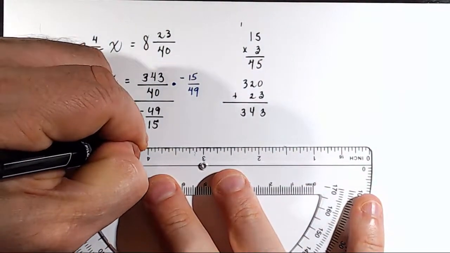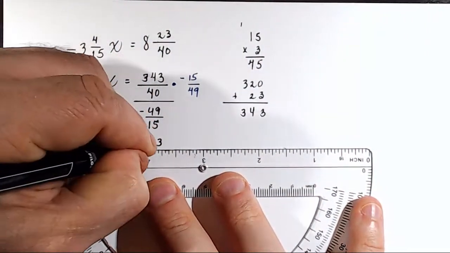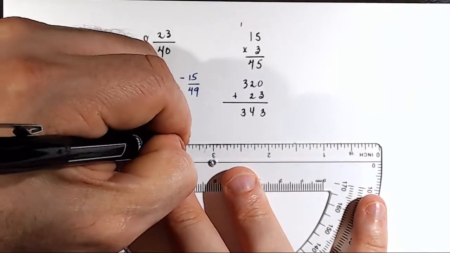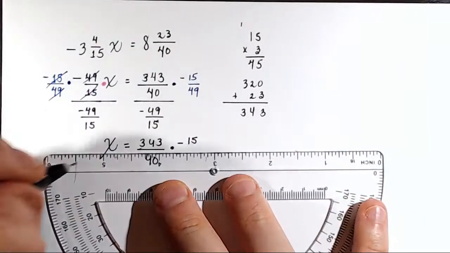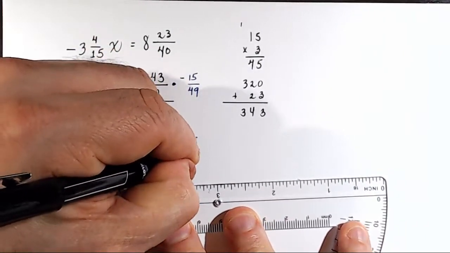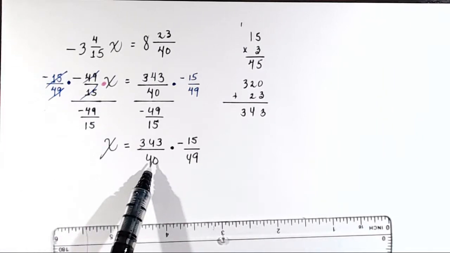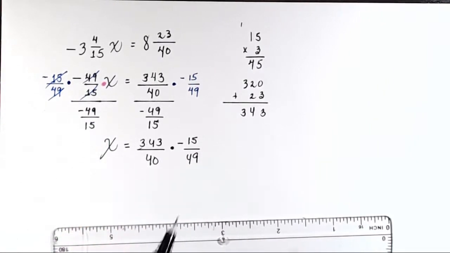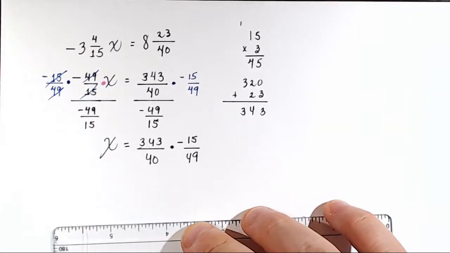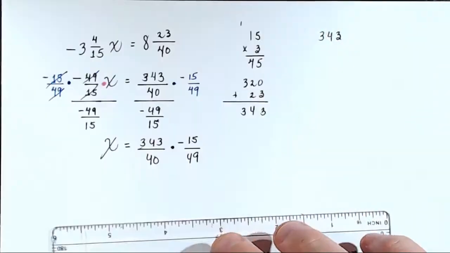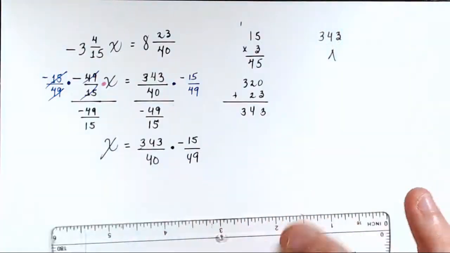We have got to multiply 343 over 40 by negative 15 over 49. But I want us to stop and pause and think about what we could do. What we could do is we could simplify this a lot, right? And let's make sure about just what we can do. First, we need to factor 343. Now, let's do that slowly.